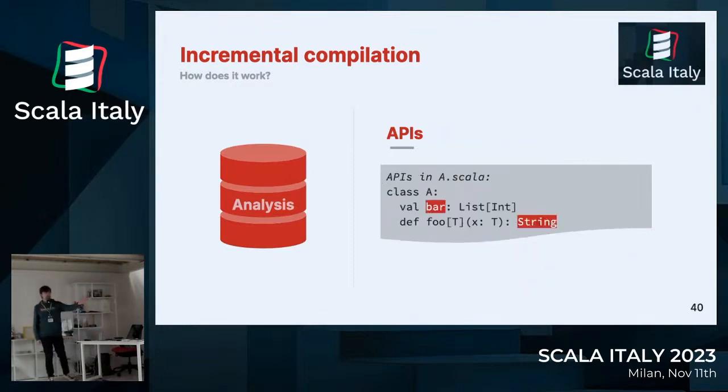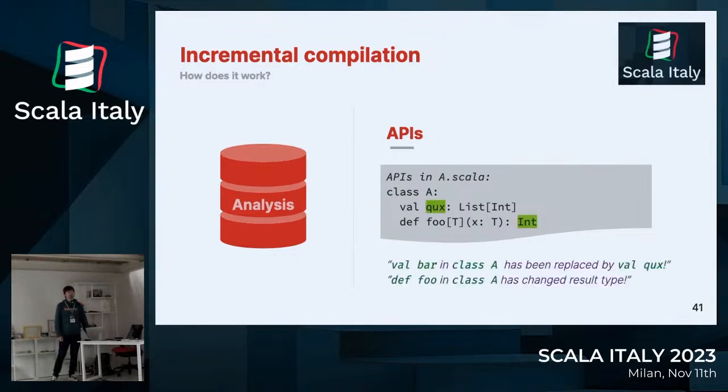For example, let's say you had class A that has this val bar, and it has this def foo that returns a string. If you change the name of bar to another name, or change the result type of foo, then we're going to have different hashes, and we'll have to recompile the dependencies of those names.